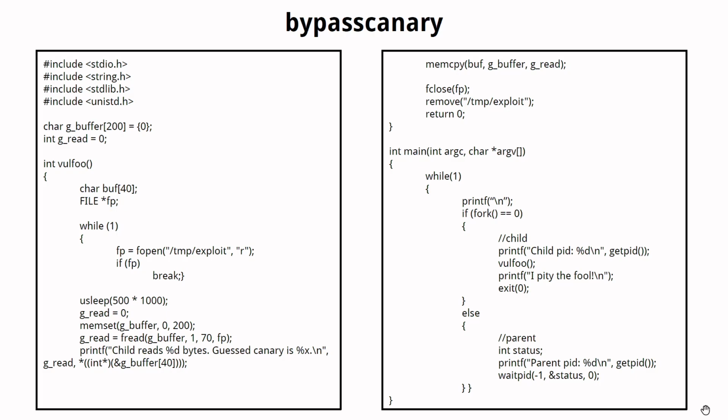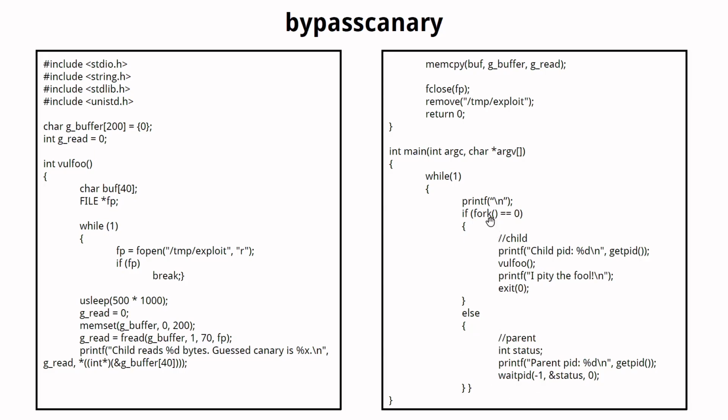The main function here is just a big while loop. If you ever wrote a socket program, this may look familiar. You have a big while loop looking for input. At the beginning of the main function, we just print a new line, then we fork. We create a new process. So here we fork, we create a new process, and the child process will execute this piece of code, and the parent process will execute this piece of code.